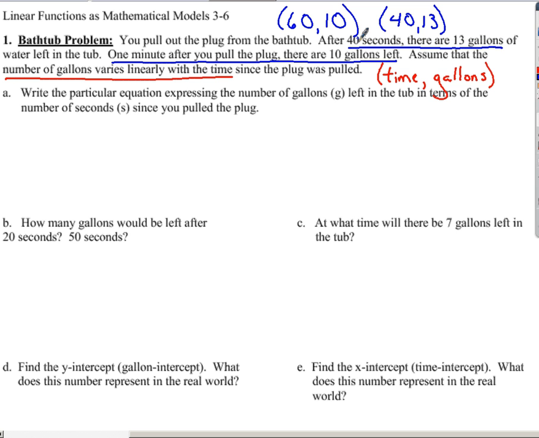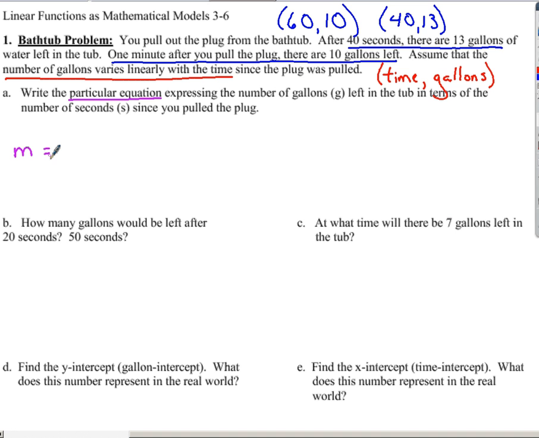I look at part A here. It says write the particular equation expressing the number of gallons left in the tub in terms of the number of seconds since you pulled the plug. We're going to write an equation. We know to write an equation, we have to start by finding a slope. So let's find the slope based on our 2 given points that we've established.